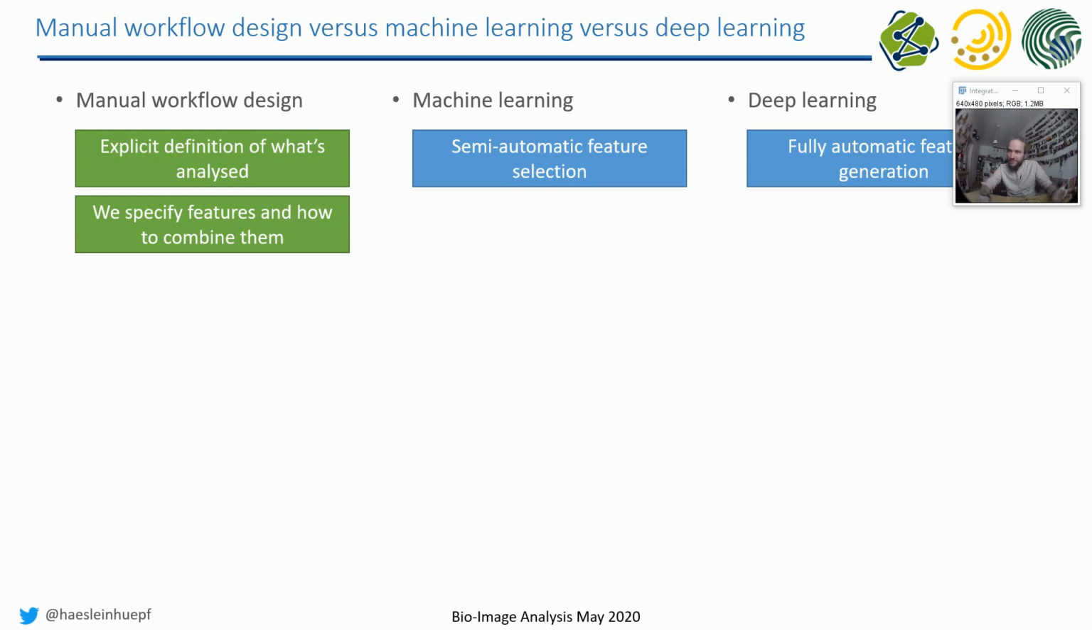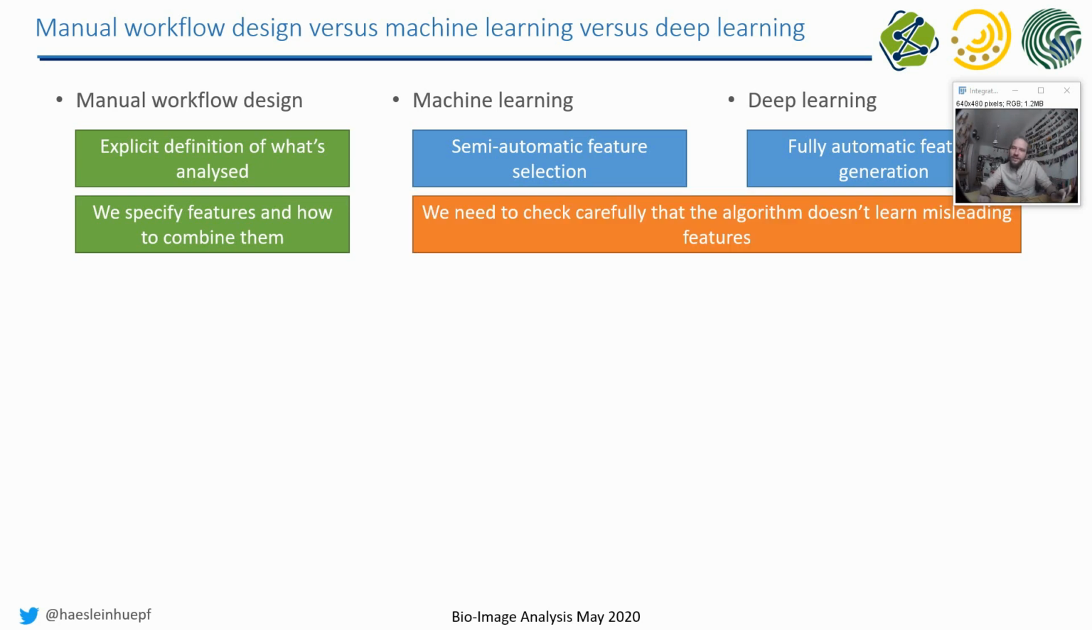Yeah, so we specify the features and how to combine them. In machine learning and in deep learning, we have to carefully check if the right features were taken, or if reasonable features were taken. So after we trained a model, independent of machine learning or deep learning, we should check if the model is doing something reasonable.